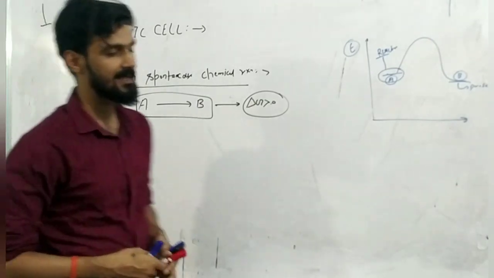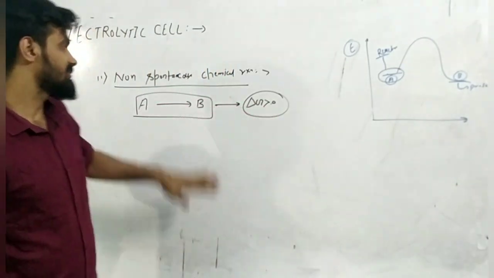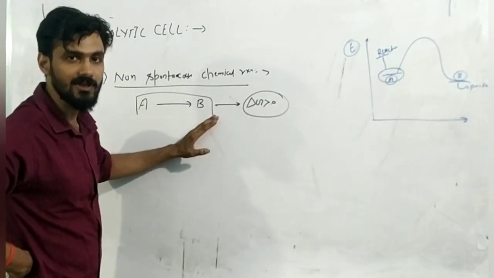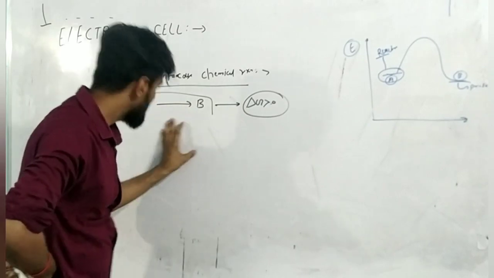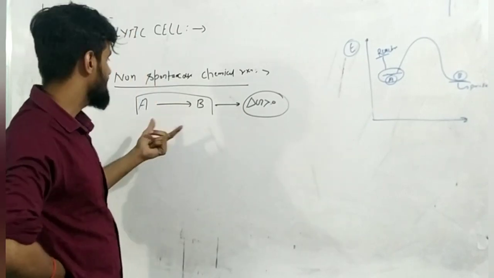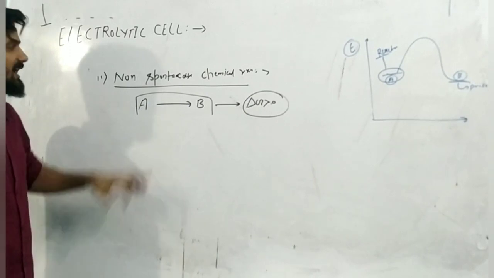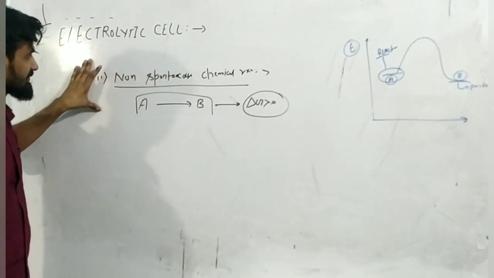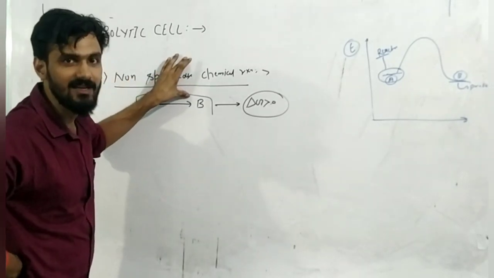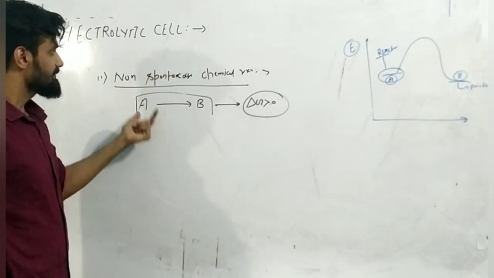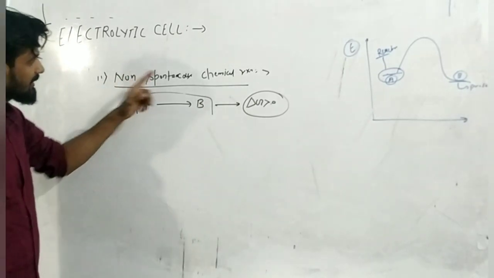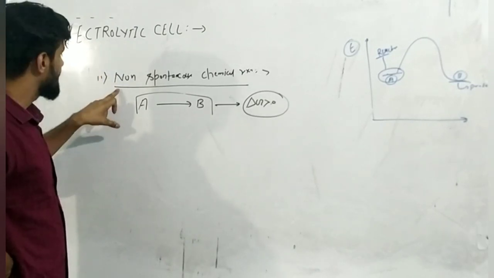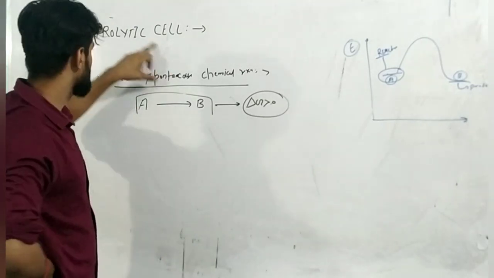Then you will be thinking that there must be a driving force applied here so that the reaction will start producing the product. So for this particular reaction, you have to supply another driving force, and that driving force will be given with the help of electric current. So we will be carrying out a non-spontaneous chemical reaction via electric current. These things we have to do in the electrolytic cell.